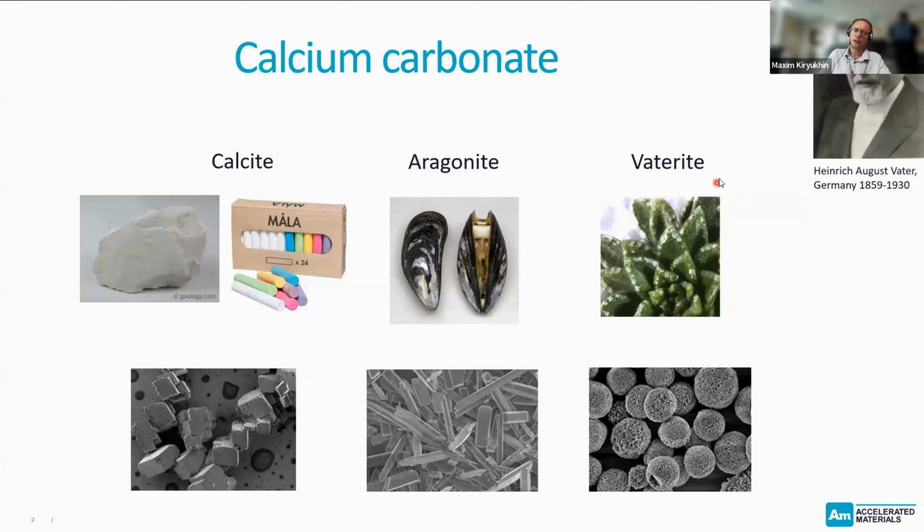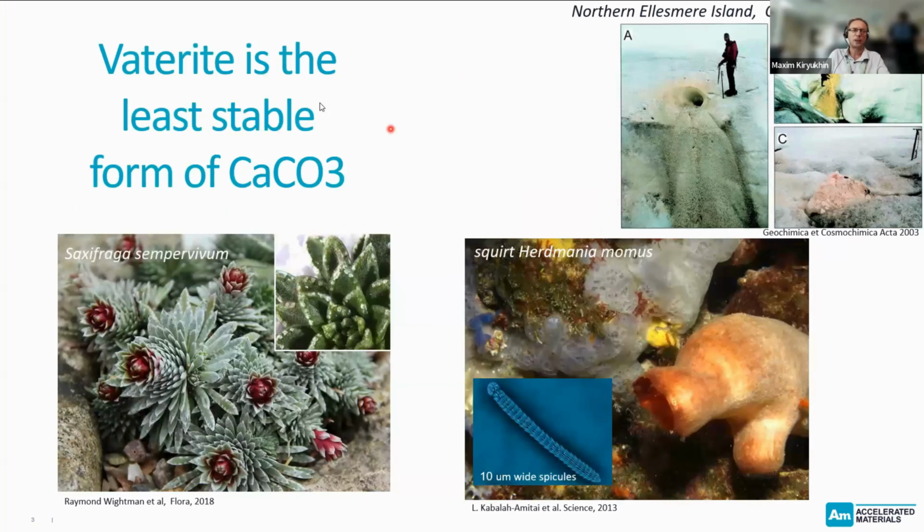And the third one, Vaterite, was named after the German geologist of the 19th century, Henrik August Vater. This is the least stable form of calcium carbonate. Still, it can be found in nature in some very special places, like for example, in the Canadian high Arctic, in the waters rich with calcium sulfate, gypsum, where it is extremely cold and the humidity is very, very low. This is where Vaterite is actually formed.